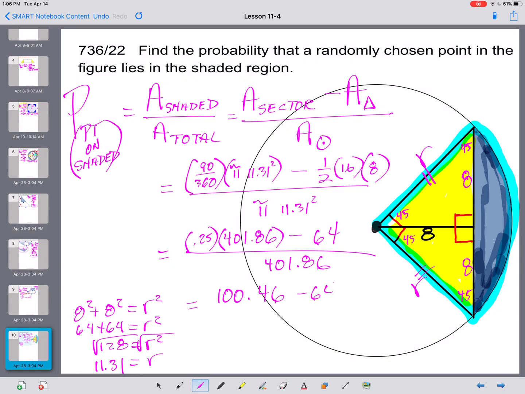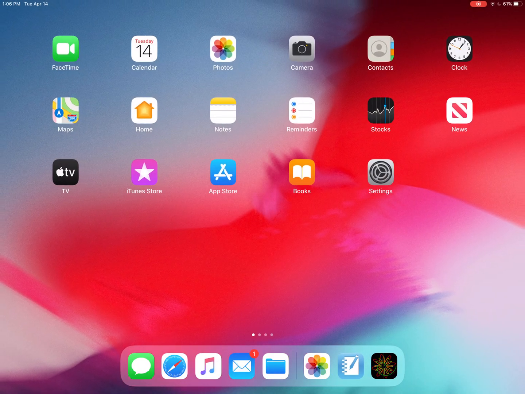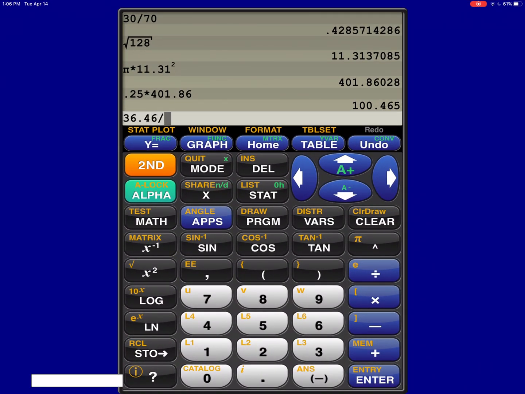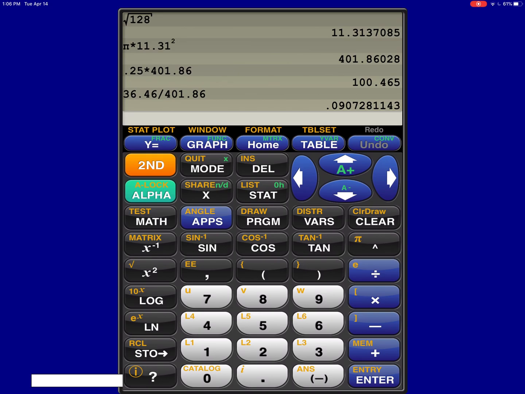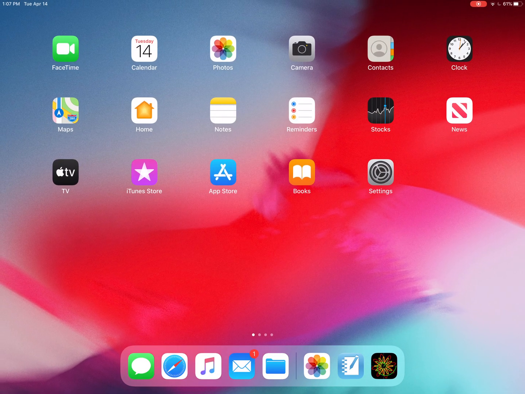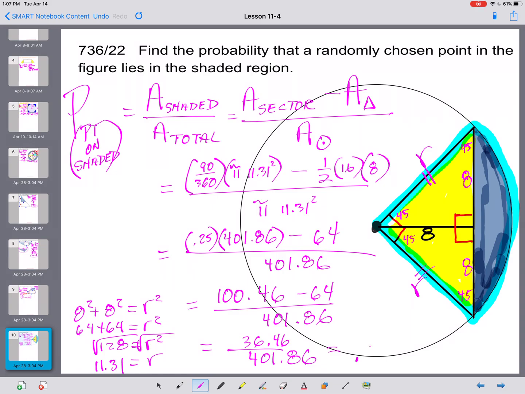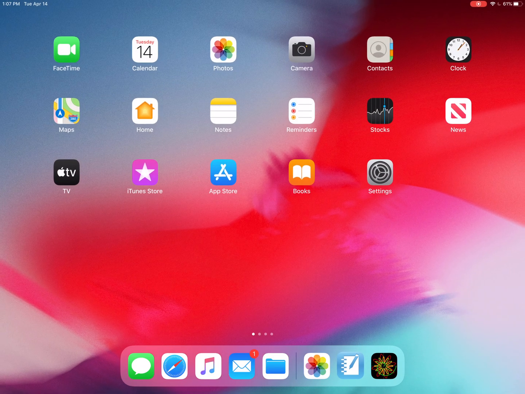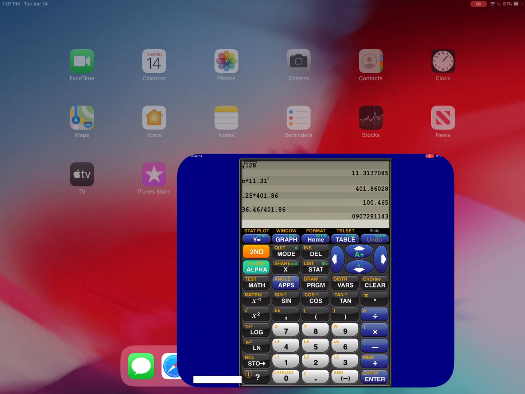100.46 minus 64 all over 401.86. Okay, so on top, 100 minus 64, what's that, 36? So 36.46 over 401.86. Let's do it, 36.46 divided by 401.86. There it is, 0.091. Let's double check it. Yep, there it is, 0.091.